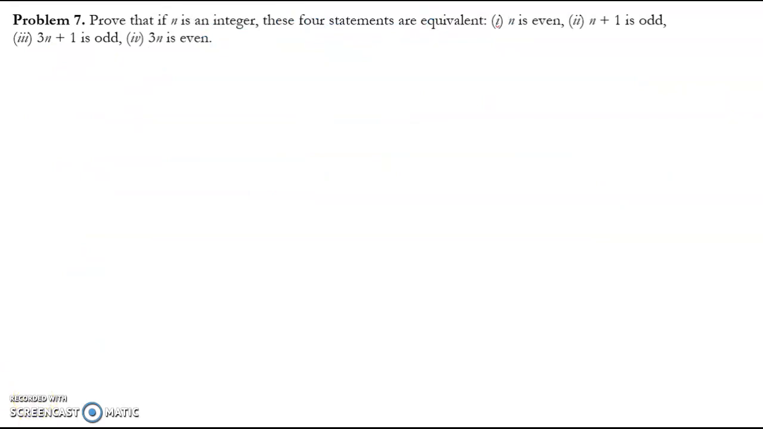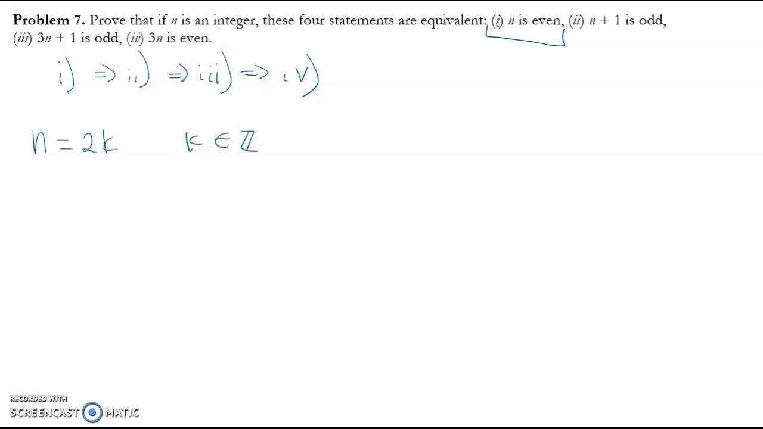Okay, so let's go over our last problem. For this, we're going to try to prove it by implication. We're going to try to show that if the first one is true, then the second one should be true. That should also imply the third one should be true, getting us to the last one. Let's first assume that n is even. So n is even, meaning that we can write this as 2 times k, where k is just any integer.